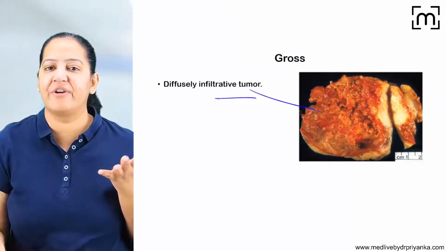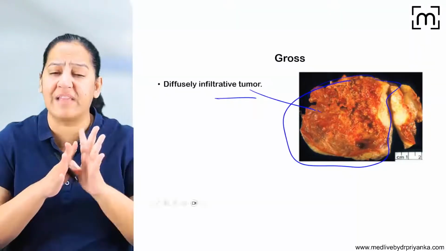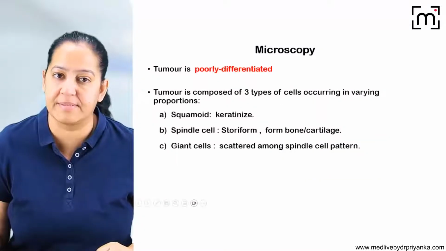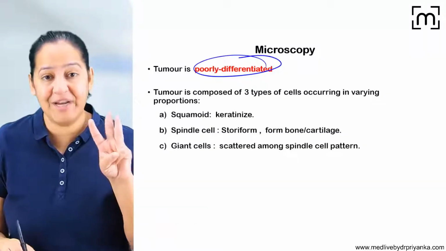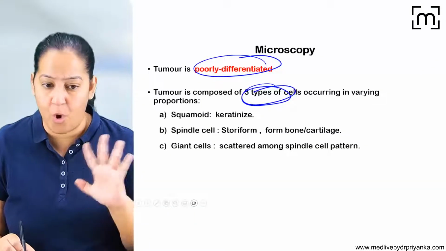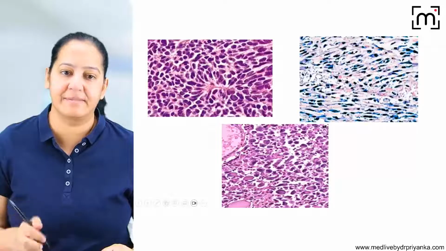Grossly, it's a very infiltrative tumor. You can see it is infiltrating everywhere with high areas of hemorrhage and necrosis. Microscopically, it's very poorly differentiated. There is no fixed microscopy. 3 different patterns are observed. You don't have to draw it. You just learn it.